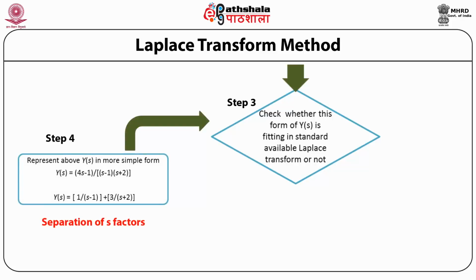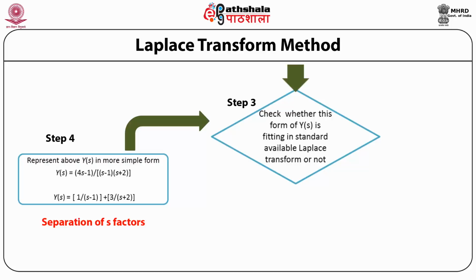So (4s minus 1) divided by (s minus 1)(s plus 2) can again be written as 1 divided by (s minus 1) as one term plus 3 divided by (s plus 2). They are all equal. Now if you compare the graph, whether such data is available in simple format, it will be readily available. If it is readily available, compare the chart and then straight away write the equation.